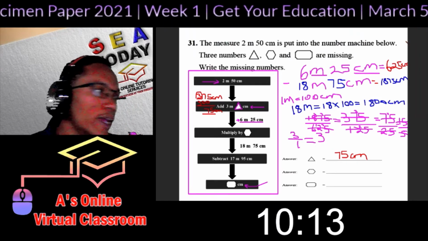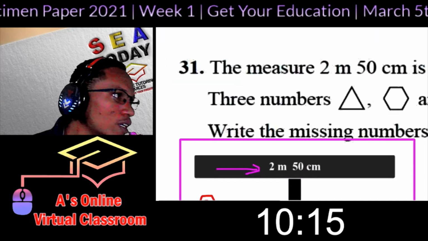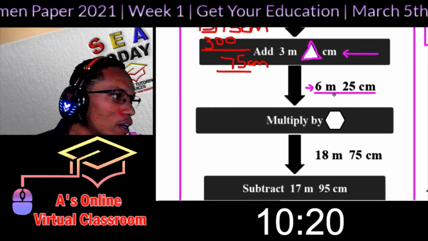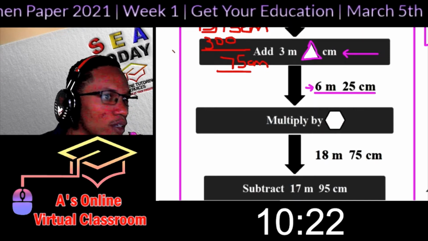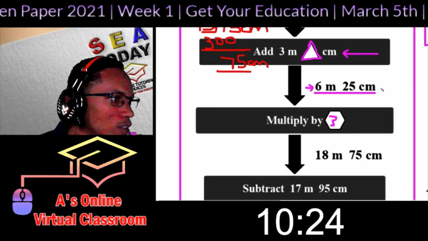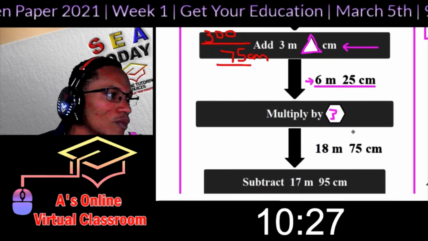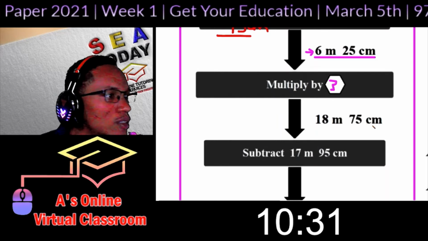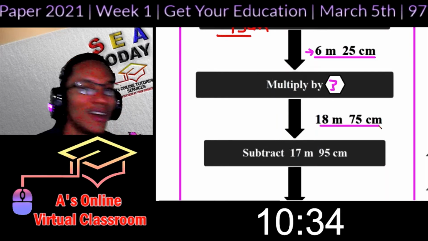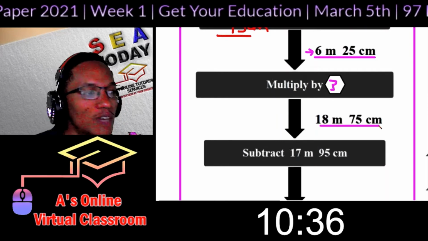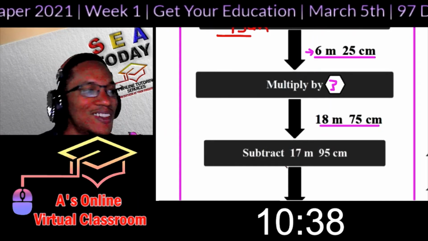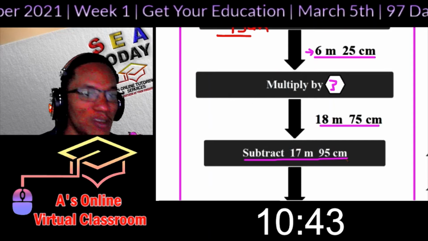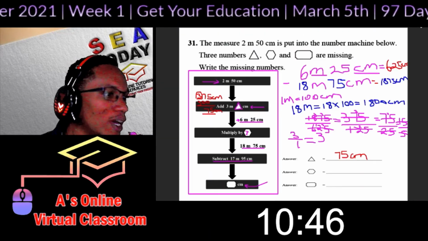So in the number machine, we would have taken 625 here and multiplied by 3. And the answer would be 1875. Are we almost done? Now we just have to subtract 17 meters 95 centimeters, and that will be our last part.